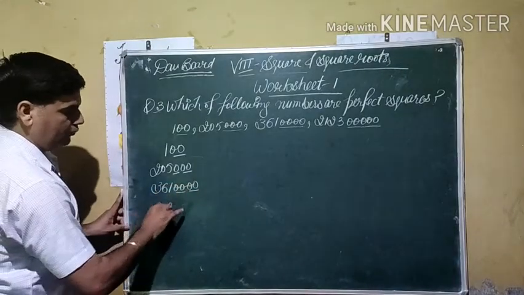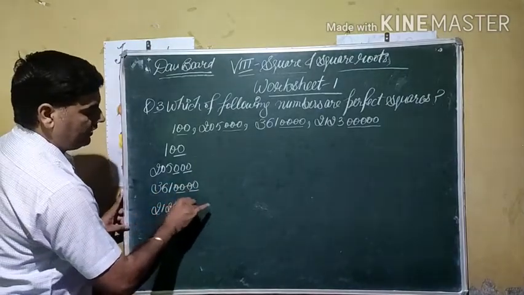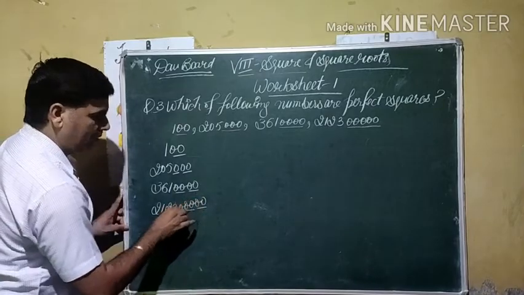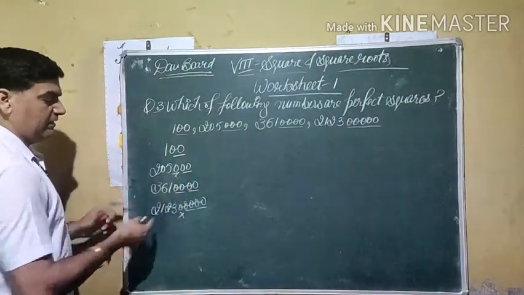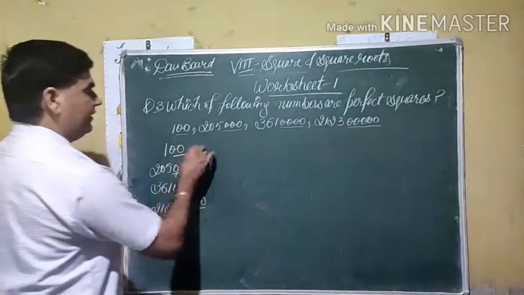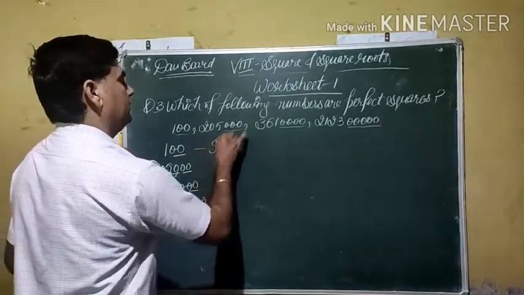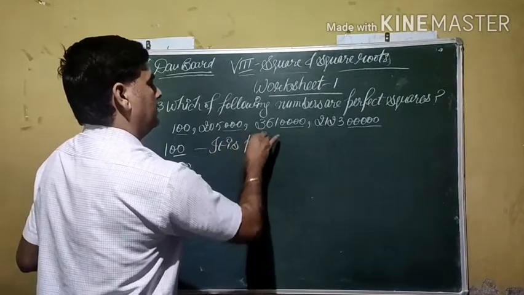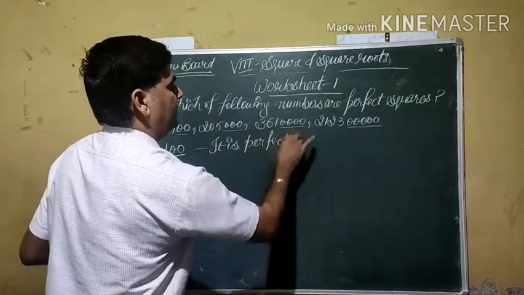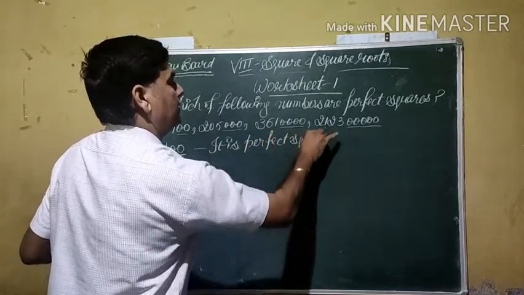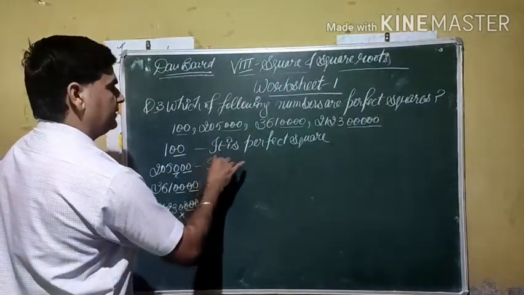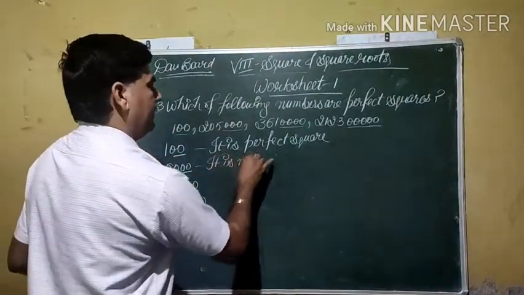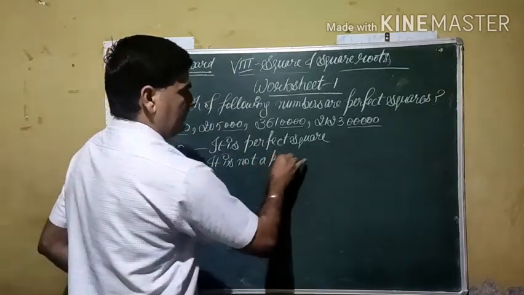Next, 2123, 12345, has two pairs of zeros, but the last zero is not in pair. So it is the single one. What we see here is a perfect square, and it is a perfect square because zeros come in pairs. Here the 0 is not in pair, so it is not a perfect square.